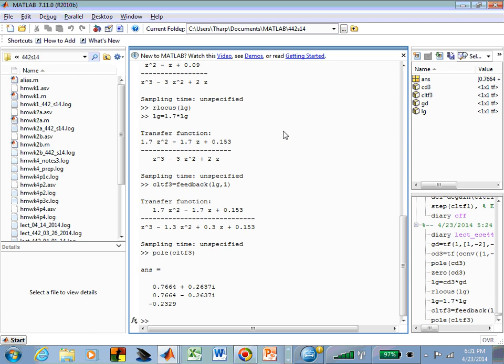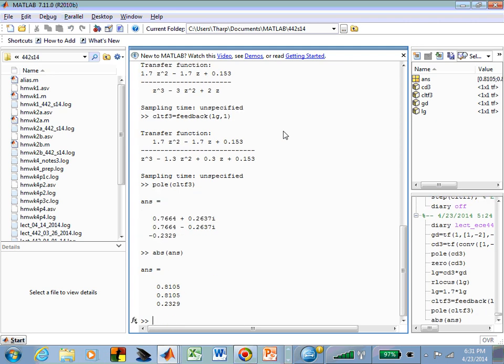0.76 and 0.26. I could say absolute of answer. Am I justified in my relief? Well, maybe. At least I've stabilized the silly thing, haven't I? Because all my poles have a magnitude less than 1. What's the ultimate test? I better hope that this crazy controlled system has less overshoot than 350%, right?